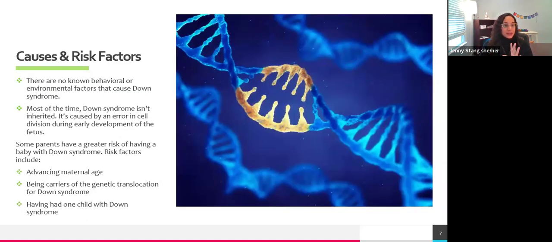So we kind of touched on this a little bit in my last slide, but we're going to get in a little bit more deeply. The causes and risk factors of Down syndrome. There are no known behavioral or environmental factors that cause Down syndrome. What that means is it's nothing that the parents do or don't do. It's nothing that the environment has or does not have that causes Down syndrome, at least that we know of so far, okay?